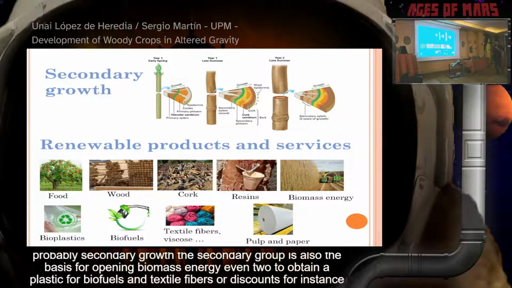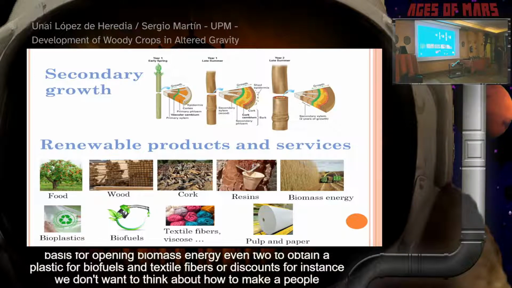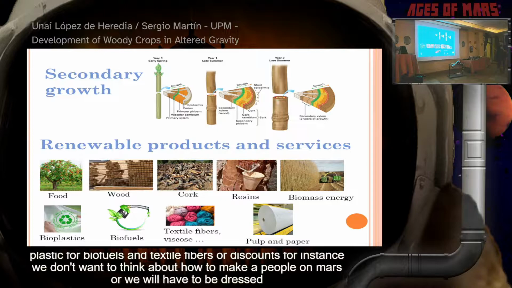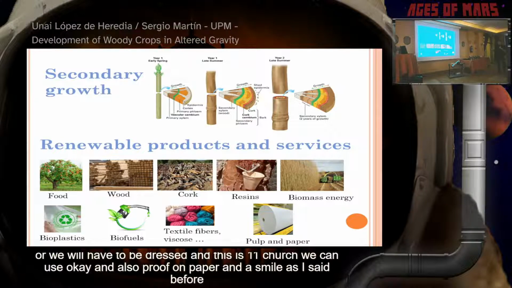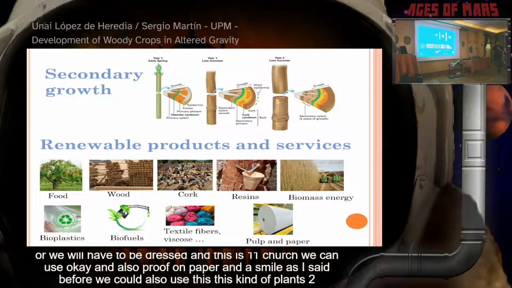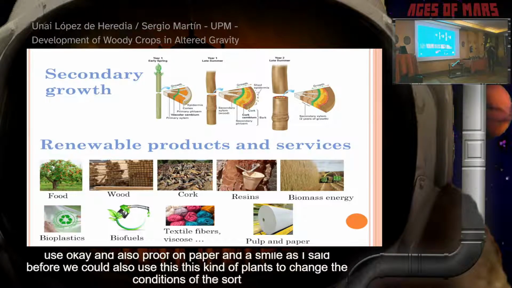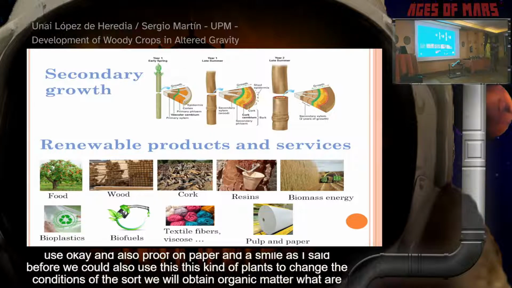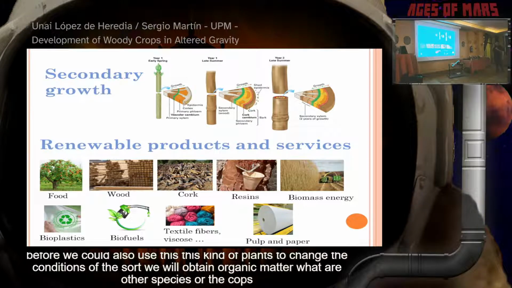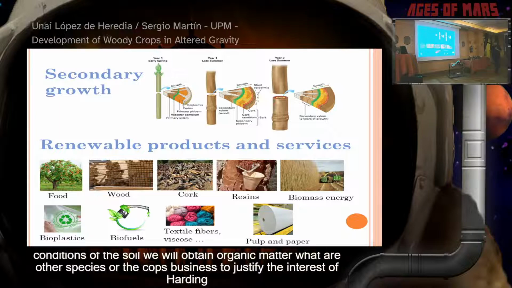We don't want to think about naked people on Mars, so we will have to be dressed, and this is one choice we can use. Also pulp and paper, and as Marga has said before, we could also use this kind of plants to change the conditions of the soil. We will obtain organic matter. This could also be substrate to grow other species, other crops. And this is to justify the interest of having trees growing in a greenhouse on Mars.